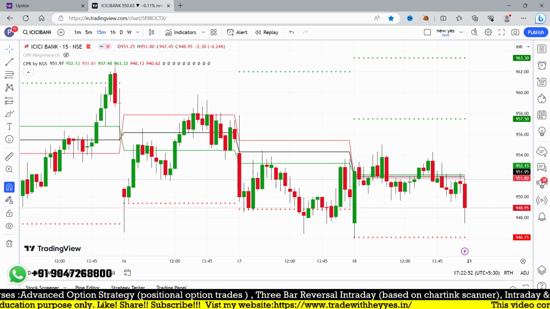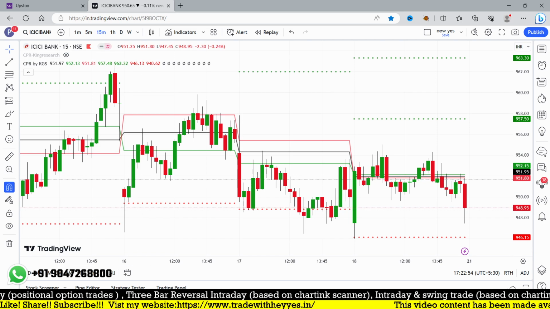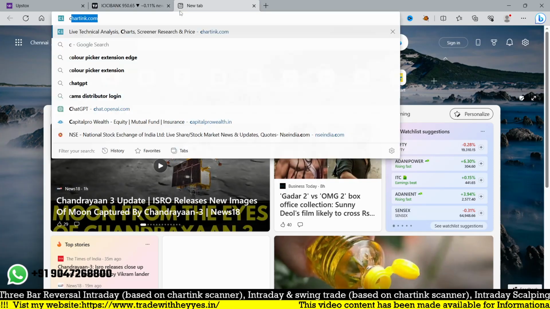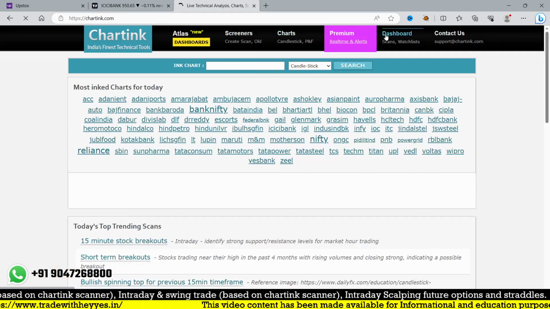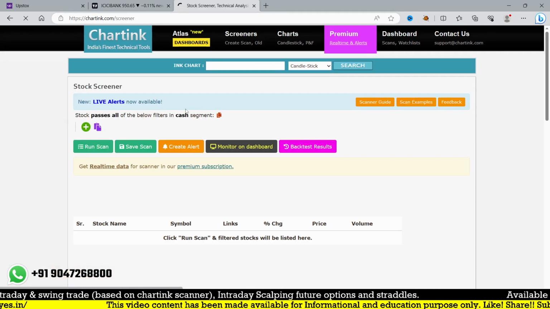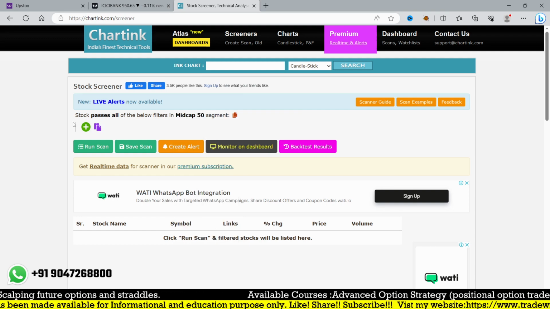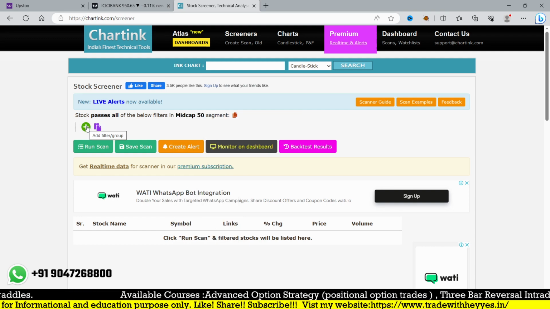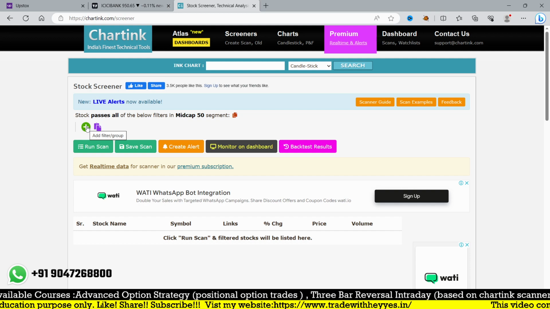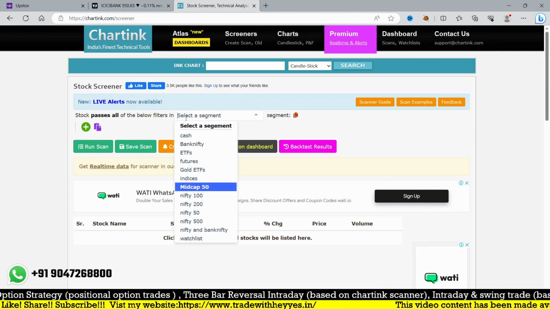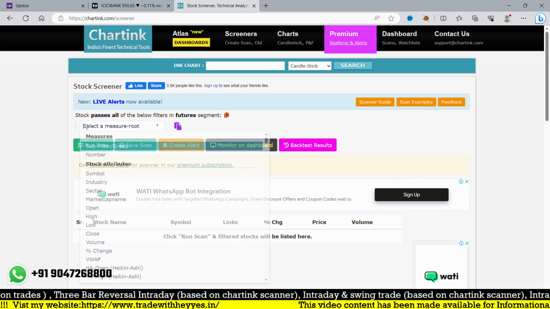So let me create that important scanner. First, we open the charting, and let me go to create a scan. I am going to create this first on Nifty 50, and then we can use it for any group of stocks. Maybe we can use it in futures also, which should be better.